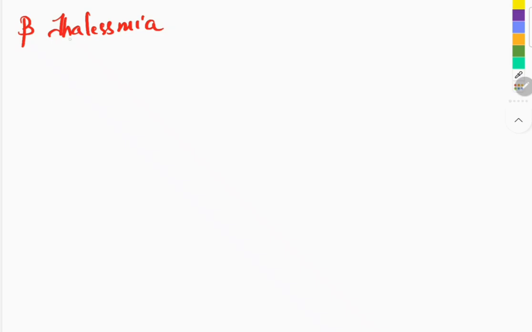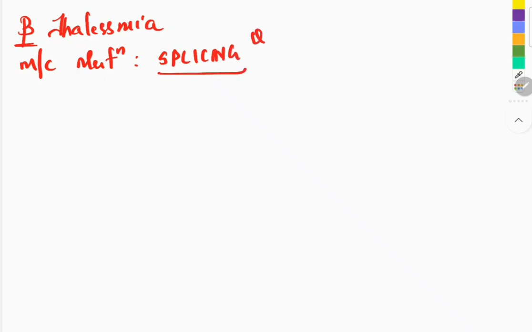Ok, I told you it is a mutation problem. So beta chains get mutated. That is a problem, and that is why the patient is having a condition called thalassemia. So what is the most common mutation occurring in beta thalassemia patients? You will tell me. Yes, it is splicing. Okay, so this is a question.